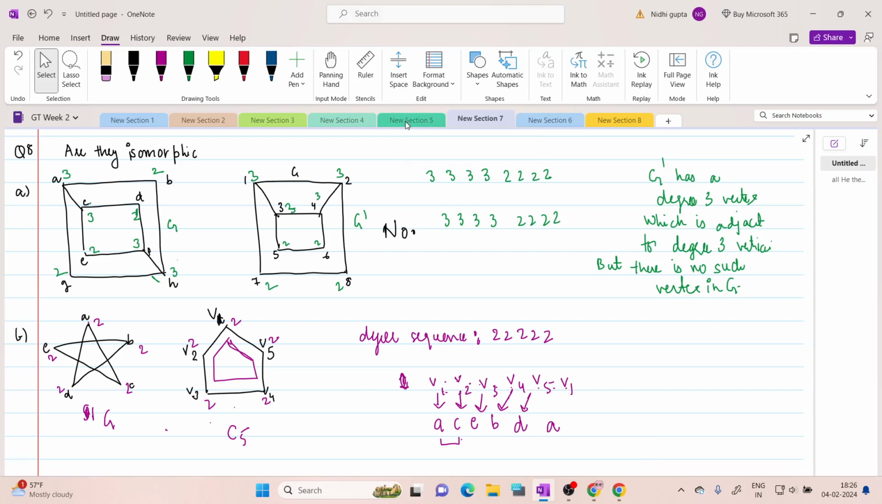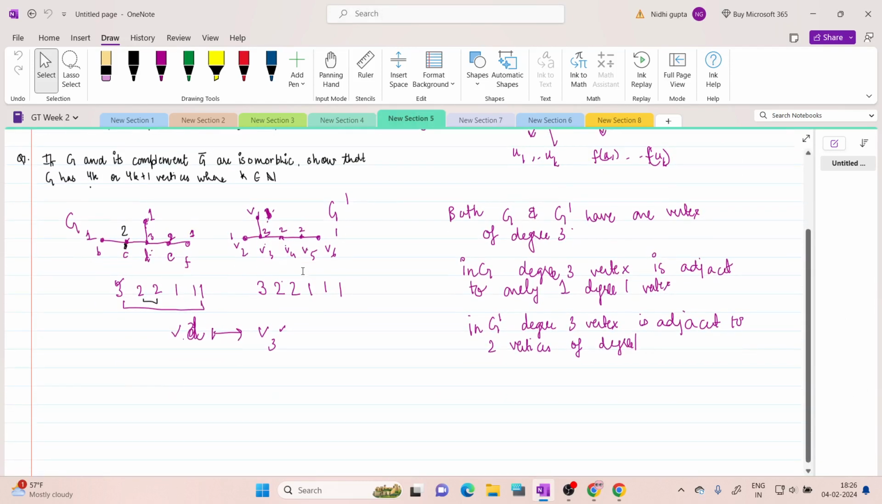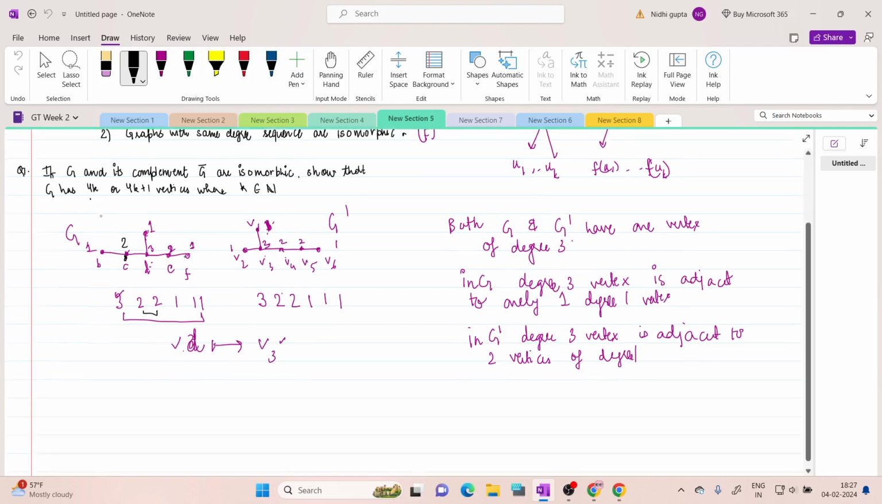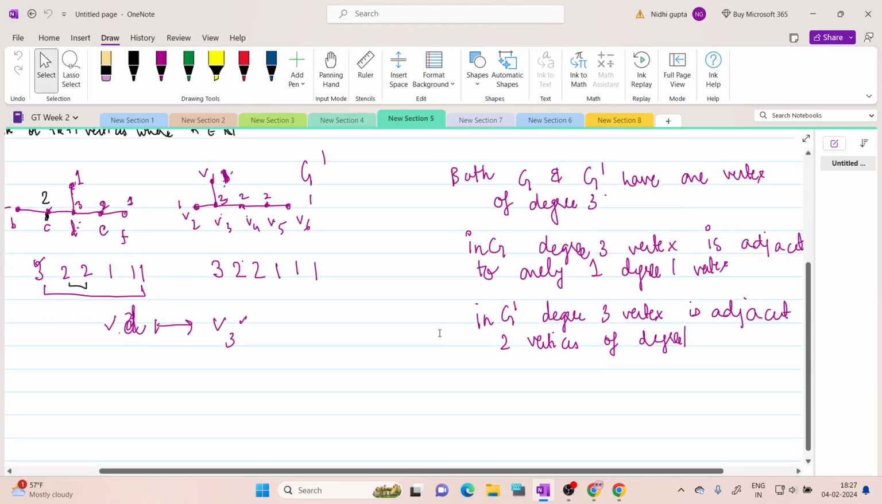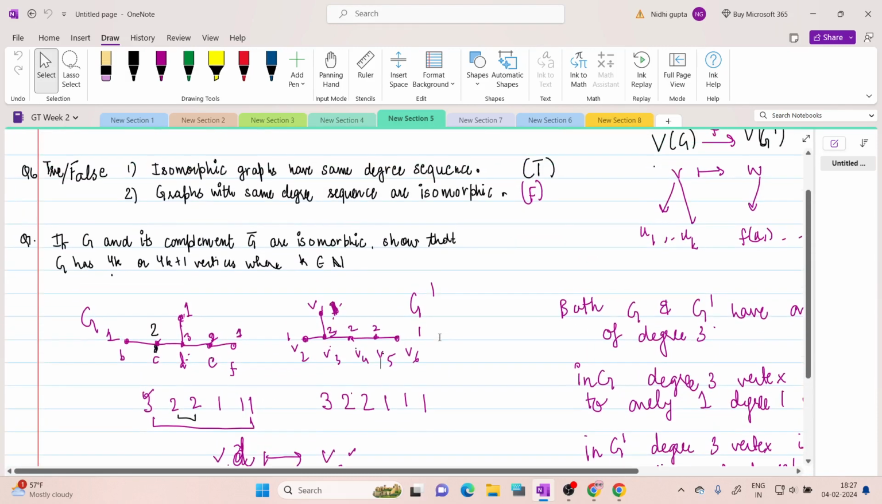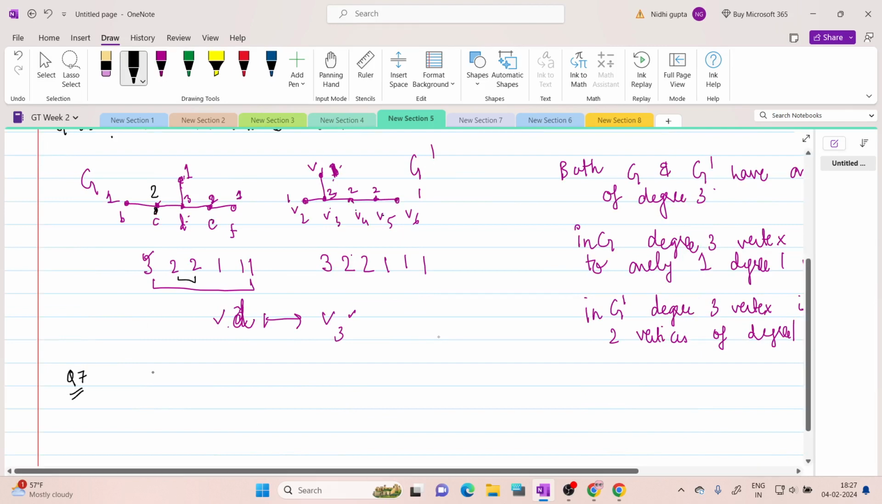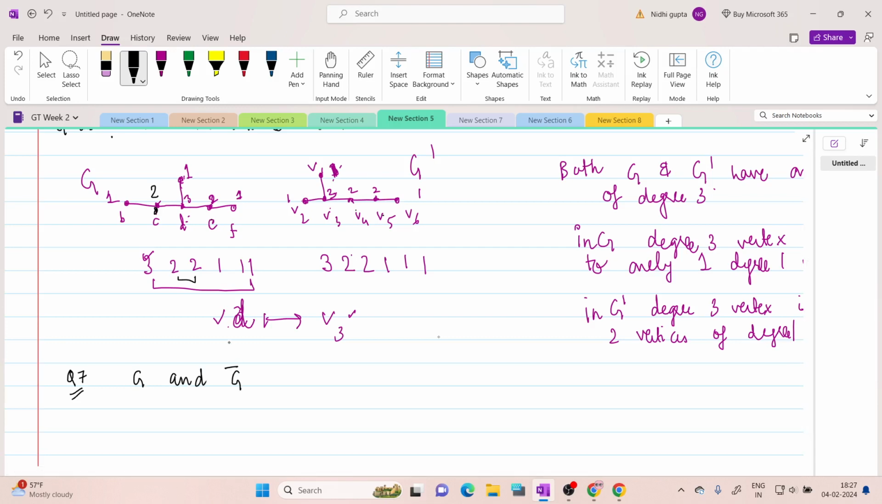So now I'll return to this question. This question is: if G and its complement G bar are isomorphic, show that G has 4k or 4k plus 1 vertices, where k is a natural number. So basically, question 7 is about G and G complement. Everyone understands what a G complement is, right? G is a simple graph and G bar is its complement, and we are saying that G and G bar are isomorphic.